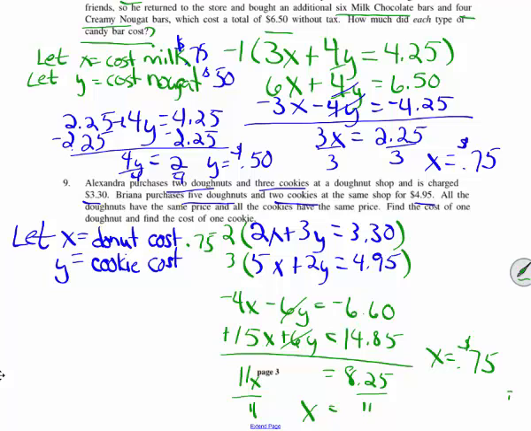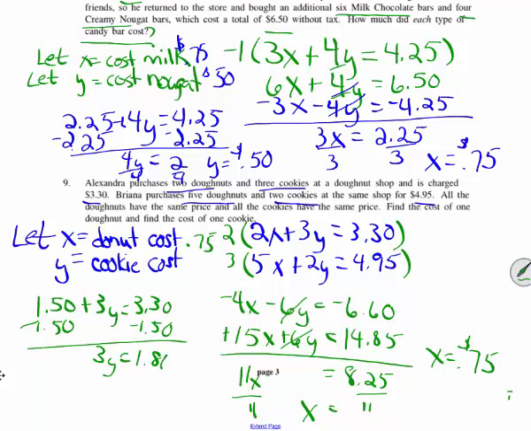So 75 times 2 is $1.50, plus 3y equals 330. Subtract $1.50. So 3y is equal to $1.80. Divide by 3 and you get 60 cents.